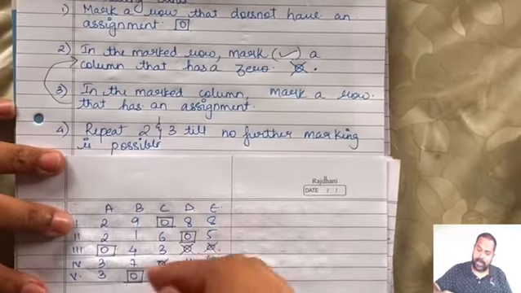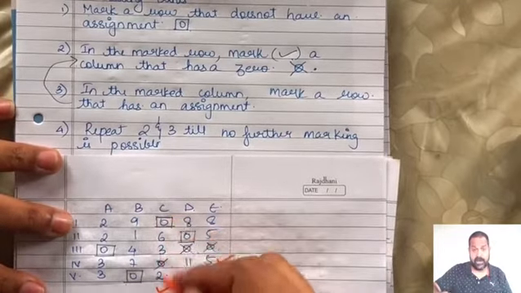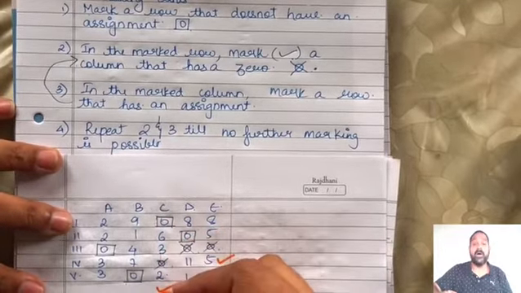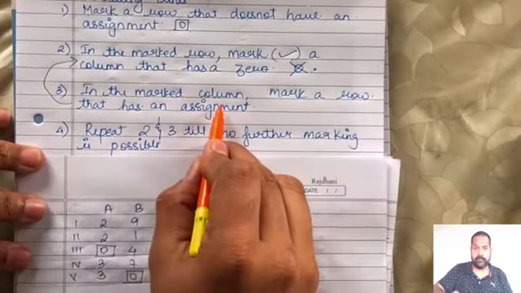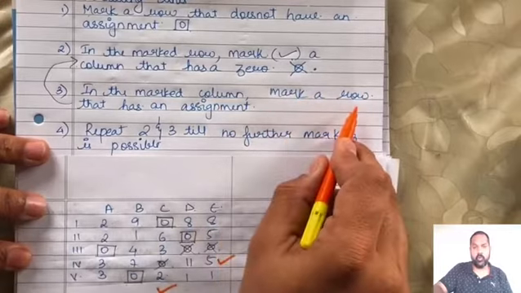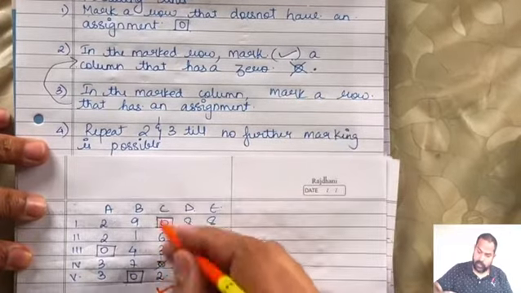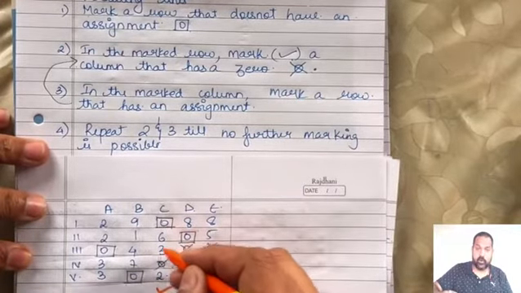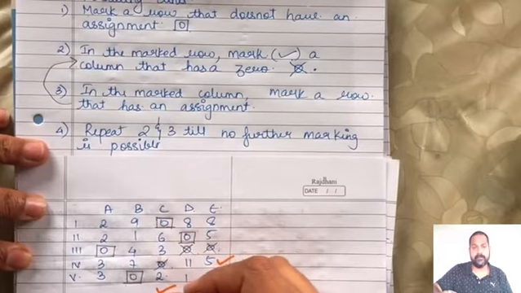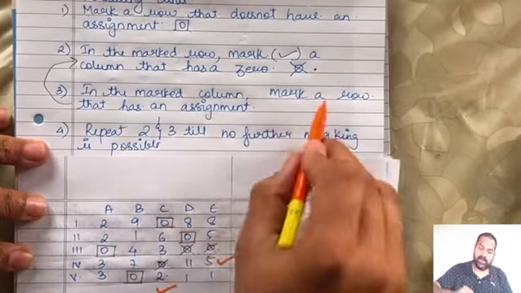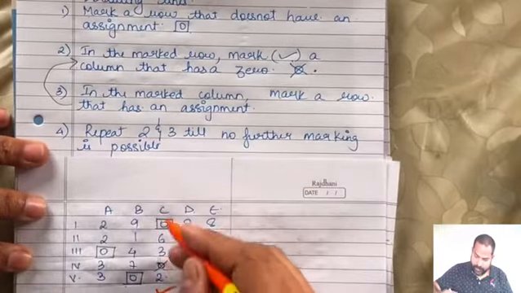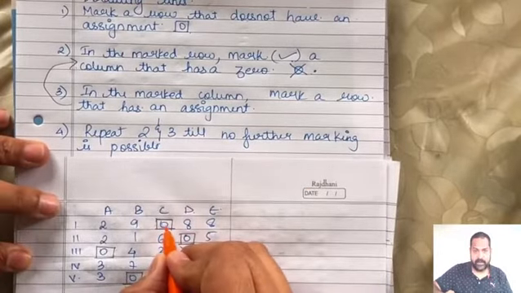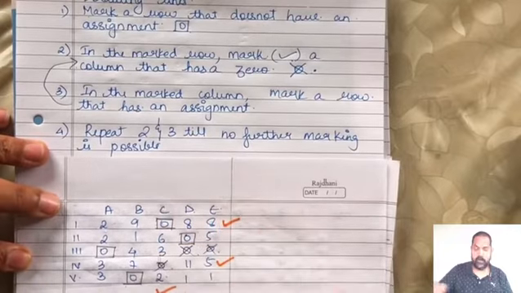In the marked column, this is the column I just marked. In the marked column, mark a row. Okay, in this marked column, I have to mark one of these rows. But which one? The row that has an assignment. Well, in this column, can I say here there is an assignment? You want me to mark that row?